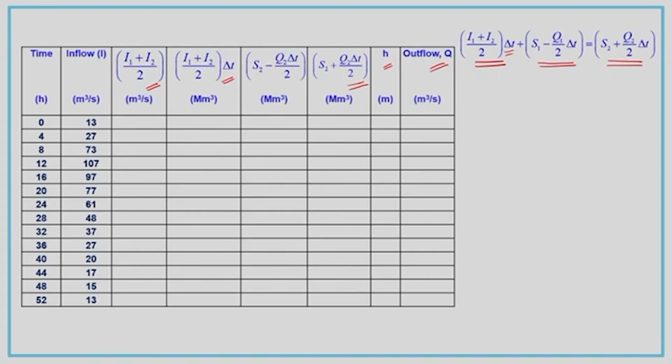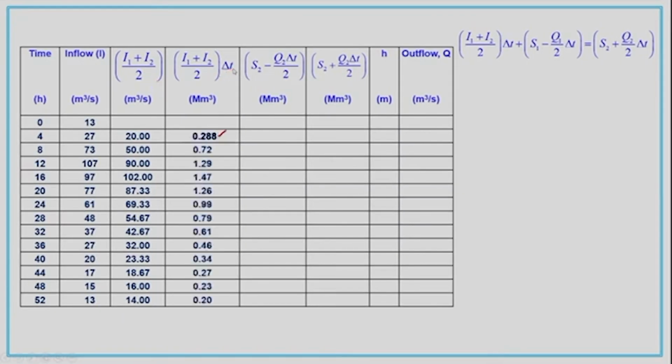So, we can calculate the I1 plus I2 by 2, as the inflow hydrograph is known to us. So, getting the values corresponding to this column is not difficult. We can calculate the first entry related to I1 plus I2 by 2, so the column 3 related to I1 plus I2 by 2 can be calculated. This is listed here in this column, and after that we will multiply I1 plus I2 by 2 with delta t, that is listed here, in million meter cube. Now, the next step is to calculate S2 minus Q2 delta t by 2.